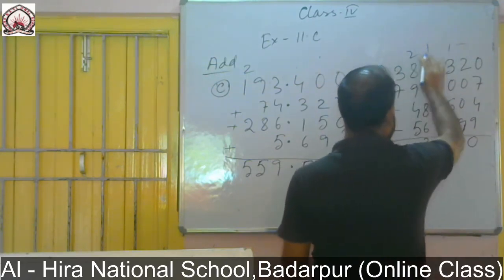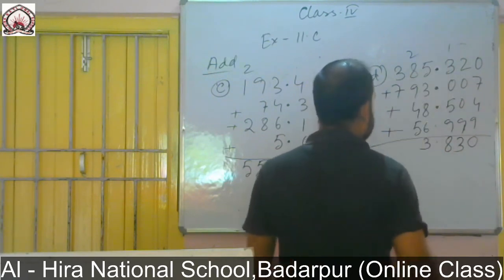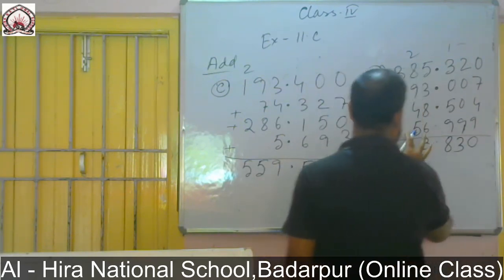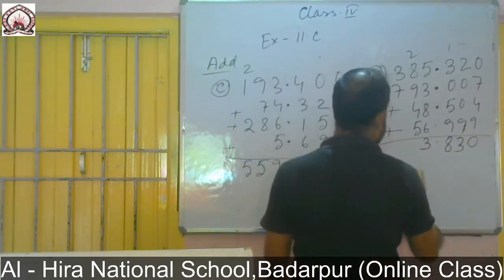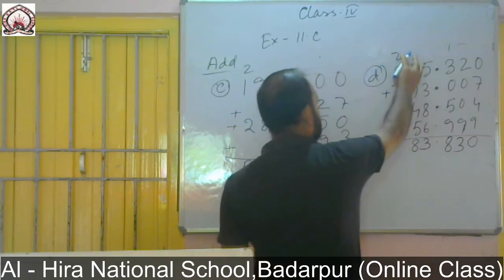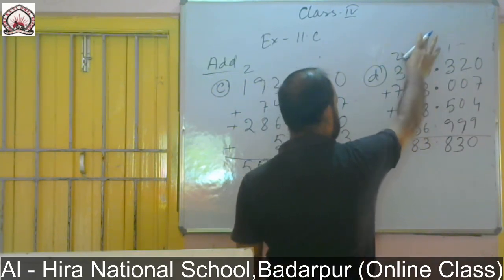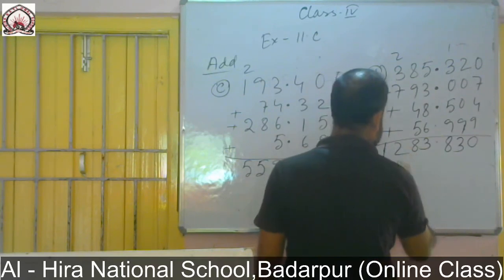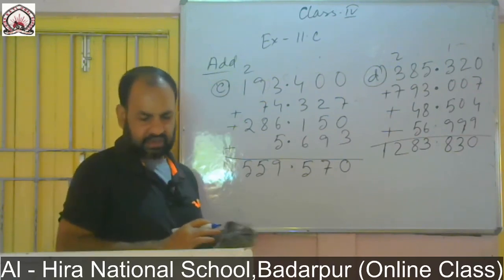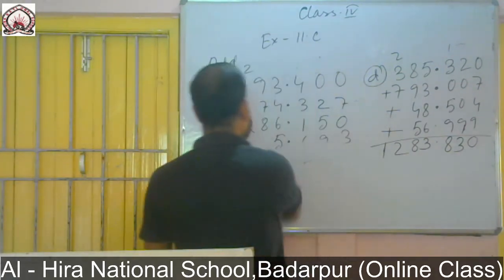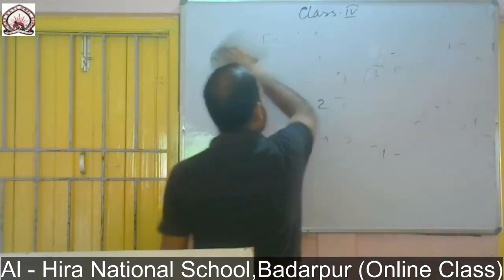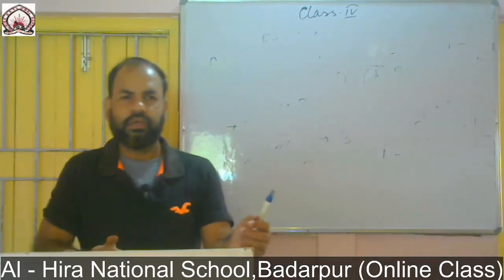5 plus 1 is 6, 6 plus 3 is 9, 9 plus 8 is 17, and 17 plus 6 is equal to 23, 3, 2 in my hand. 8 plus 2 is 10, 10 plus 9 is 19, 19 plus 4 is 23, 23 plus 5 is 28, 8, again 2 in my hand. 7 plus 3 is 10, 10 plus 2 is 12. Answer is 1283.83.